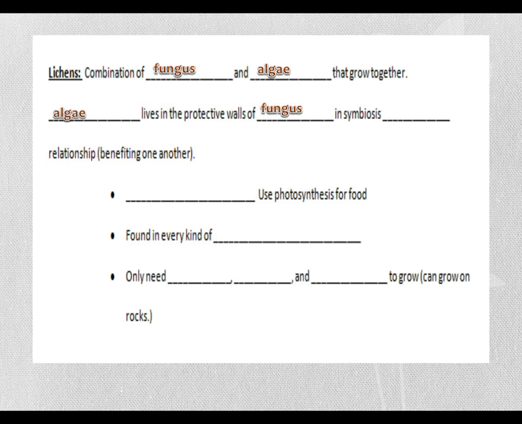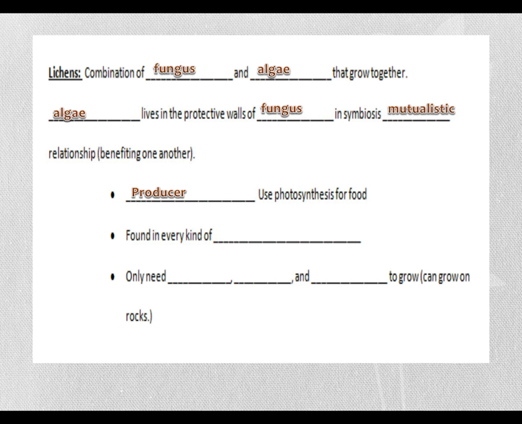What type of symbiotic relationship? Say it louder. Look what this says. Mutualistic relationship where they're both benefiting from one another. The algae's feeding off some things and the fungus is protecting it. So they're working together. It uses photosynthesis for food, so therefore it must be a what? It's a producer.